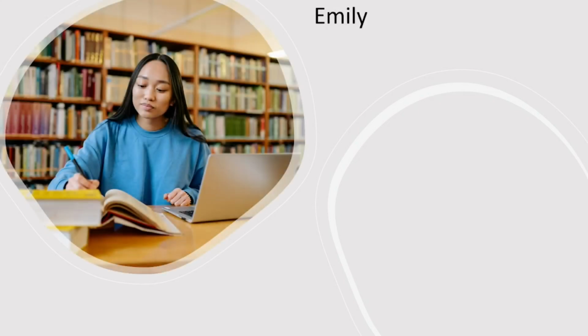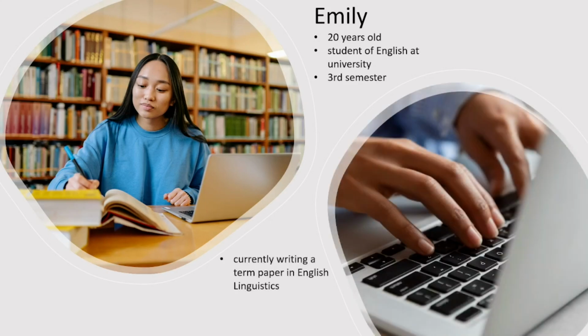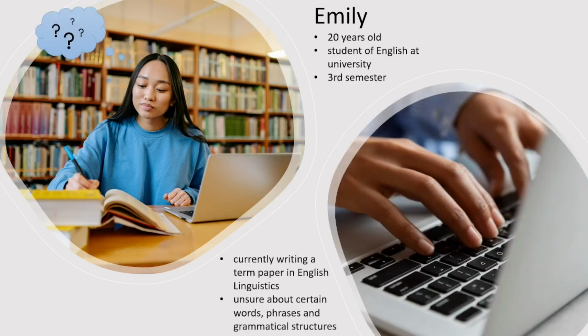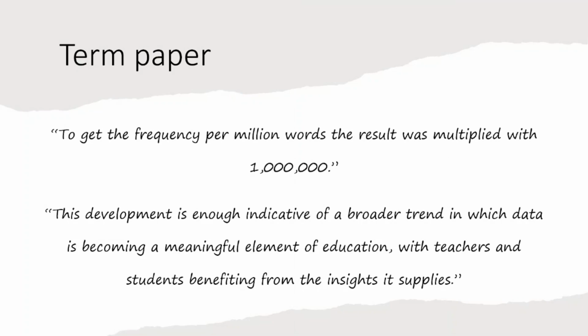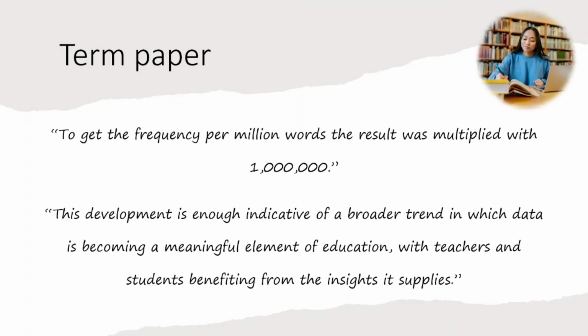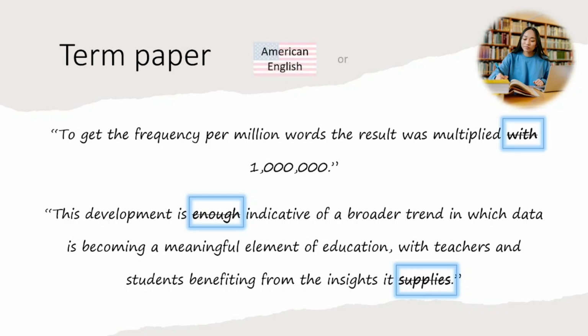This is Emily. Emily is 20 years old and is in her third semester studying English at university. She's currently writing a term paper in English linguistics and often wonders whether or not certain words, phrases, or grammatical structures are actually appropriate to use in a specific context. It's not uncommon for non-native speakers of the English language, like Emily, to struggle with various problem areas, prepositions, collocations, and so on. She also wants to be consistent in using American English because she spent a high school year in Wisconsin. But she knows that not all the rules and expressions she got from her school books are also right for the American standard.